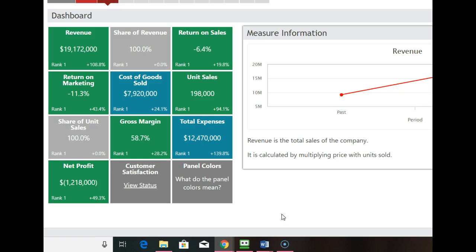I hope that this has been useful to look at analysis and to show you that you can look at the dashboard and you can also compare your results to the other companies.